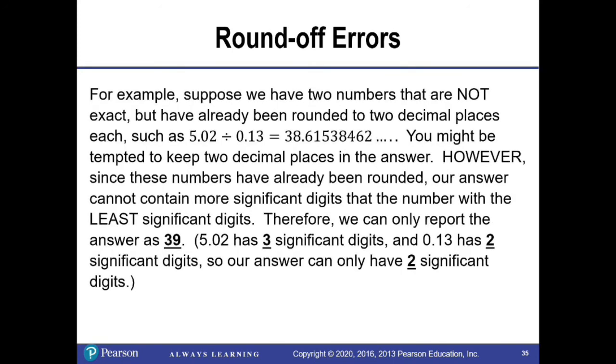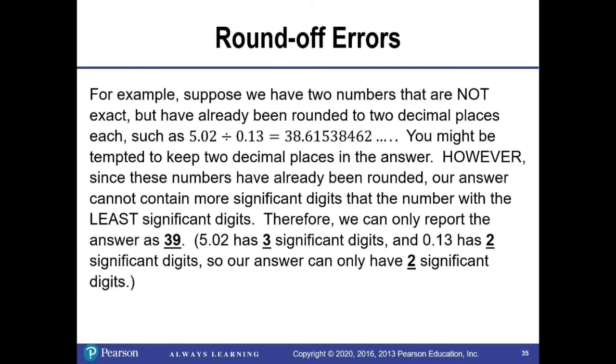Here's what I mean. So let's suppose we have two numbers that we're dividing. 5.02 divided by 0.13. Now let's suppose too that we've already rounded here. I rounded 5.02 and I rounded to get the 0.13. When we divide 5.02 by 0.13, we get 38.61538462 and so on. Now, because we have two decimal places in our original numbers, we might be tempted to round this to two decimal places and write 38.62 for our answer.